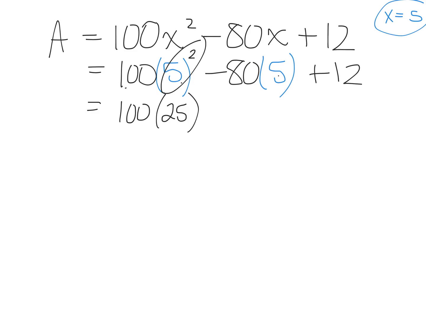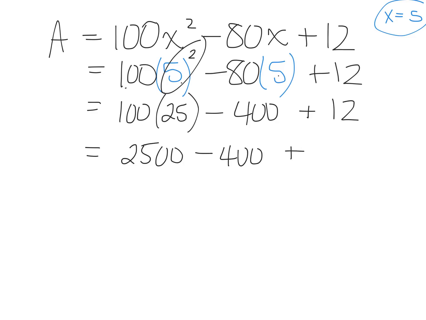Yep. 80 times 5, negative 400, plus 12. What's 100 times 25? 2,500. Take away 400, plus 12. Who can tell me the final answer? 2,500 take away 400 is 2,100, so 2,112. So the actual area is 2,112 centimeters squared.